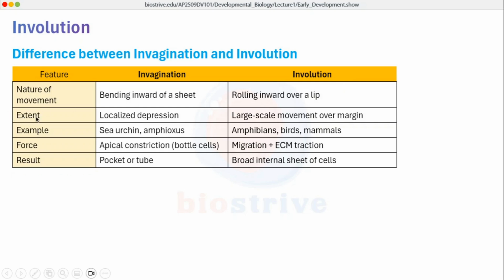So to what extent do these processes take place? In case of invagination, there is a localized depression, whereas in involution there are large scale movements alongside the outer margin or alongside the blastocoel roof. Okay, so examples of invagination are sea urchin and amphioxus. Involution is most commonly seen in amphibians, birds and mammals.